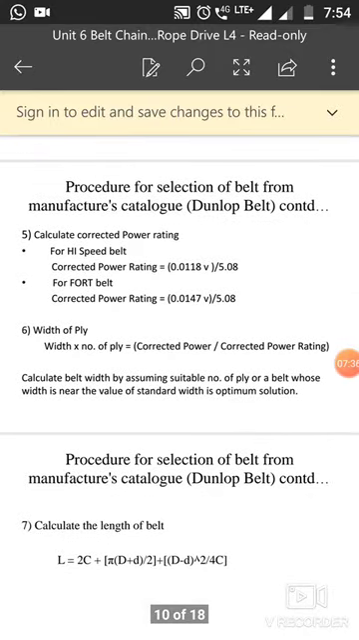Then the next step is what? Calculation of power rating. Why do we need to calculate power rating? Because power rating is prescribed for a 180 degree arc of contact.